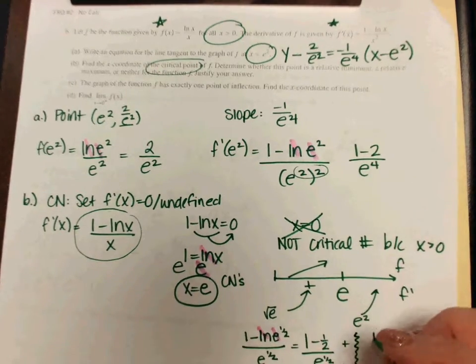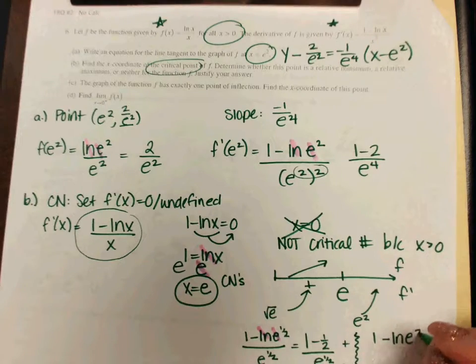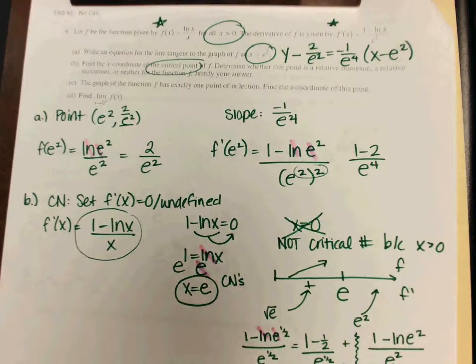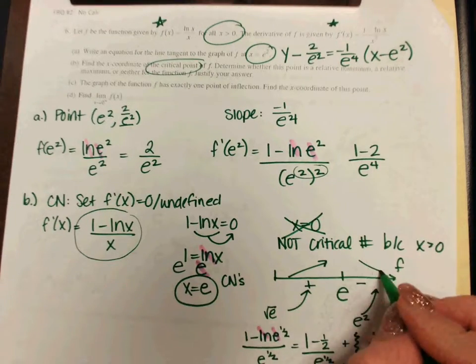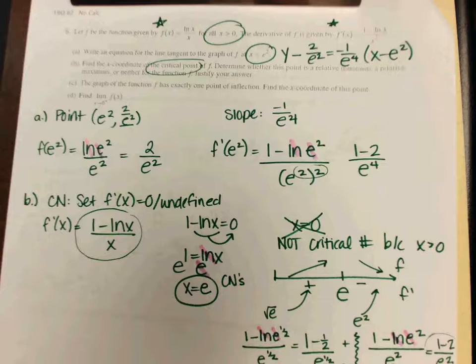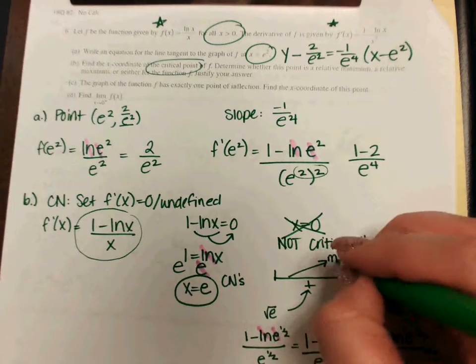Then if I check my e squared, I would have 1 minus ln of e squared over e squared. Then ln and e cross out, so now I have a 1 minus 2, and it's 1 minus 2 over e squared. Well, then 1 minus 2 is negative, that's positive, so overall negative. Which tells me that for the relative min, max, or neither question, I know that this is a max.